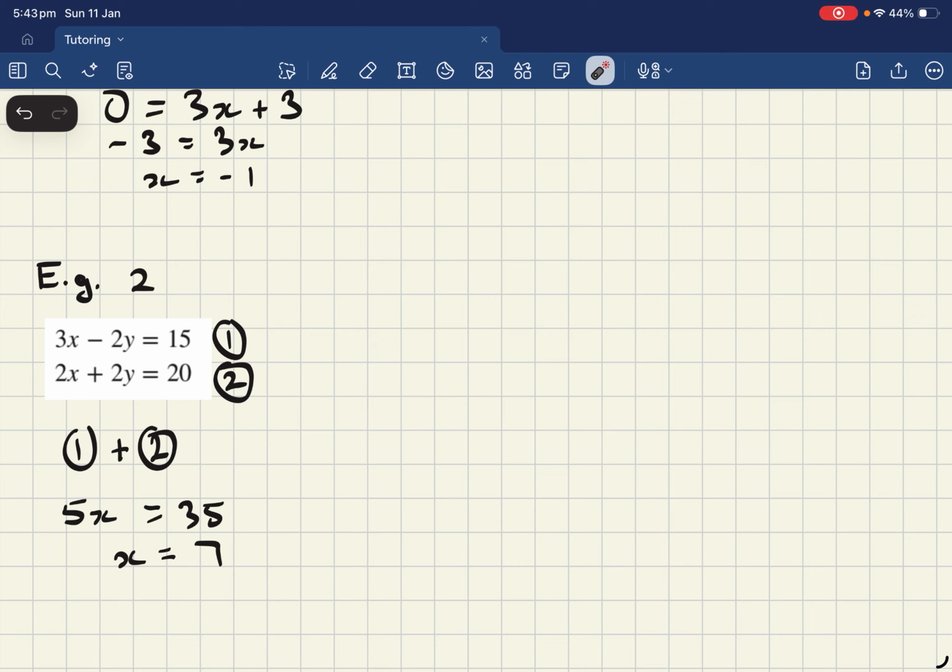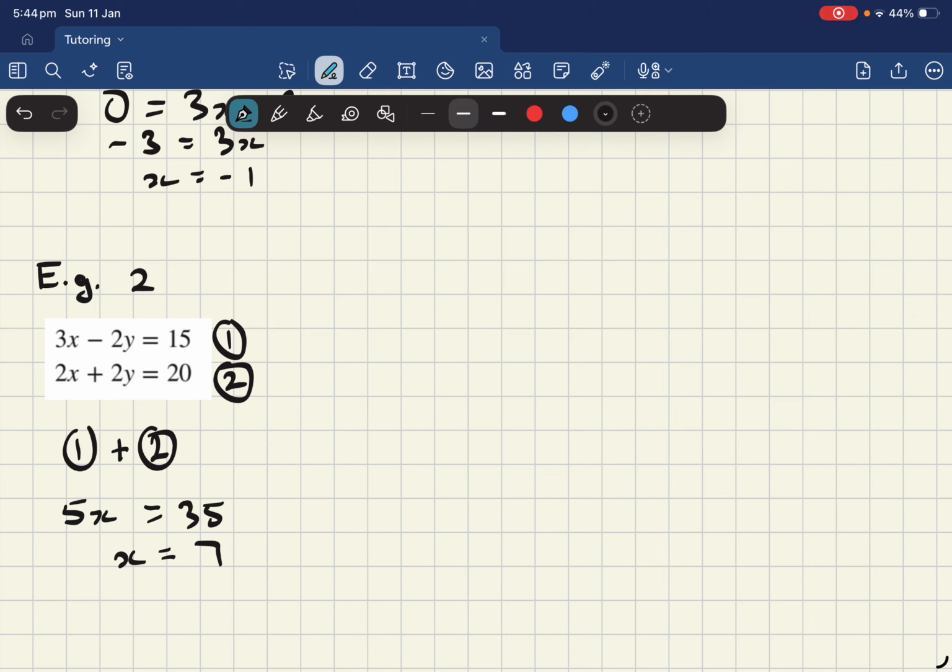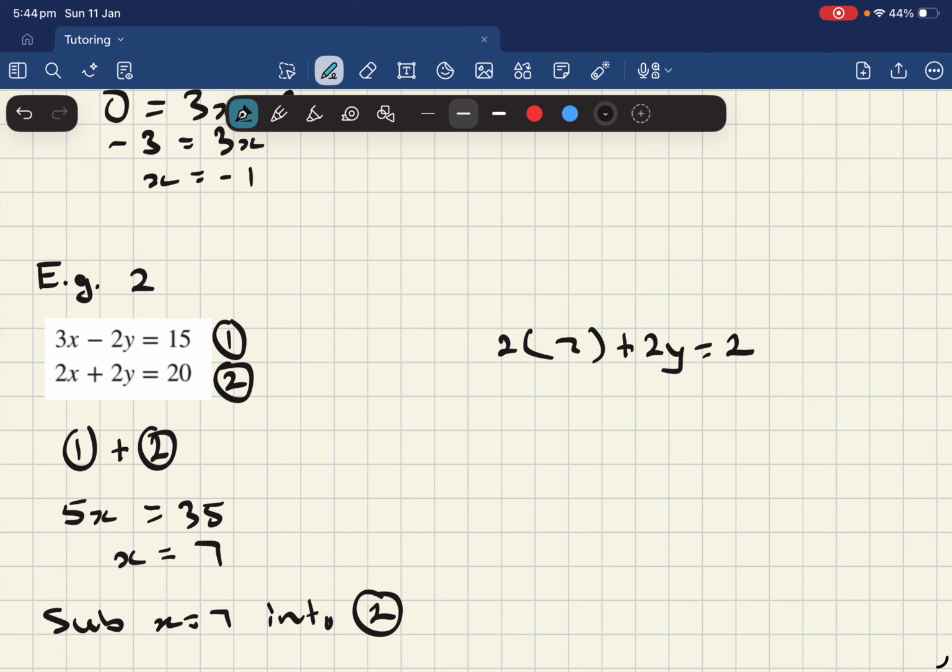Now, I'm going to go with subbing into equation 2, just because there's no negative sign, so it will make it a little bit easier to calculate. What I'm going to do is sub x equals 7 into equation 2, and what I will get is 2 times 7 plus 2y equals 20. So this is going to give us 14 plus 2y equals 20.